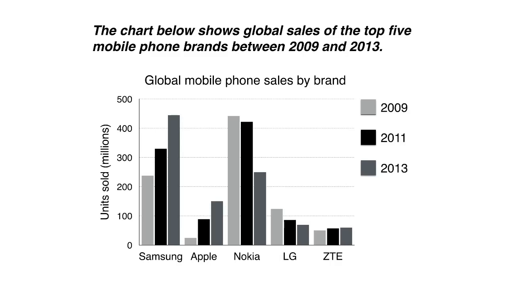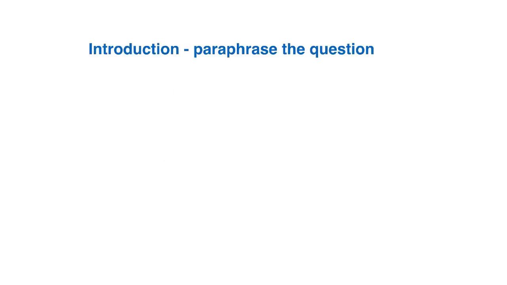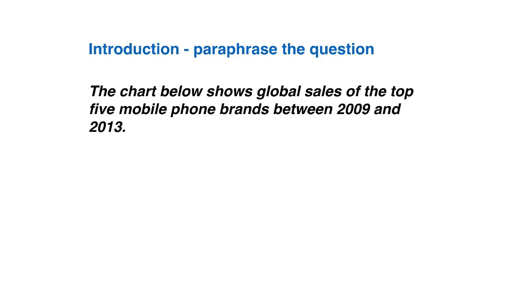First, let's look at our structure. We know we have to write 4 paragraphs: introduction, overview, details, details, and no conclusion. Let's start with the introduction. Paraphrase the question. Here's the question again. The chart below shows global sales of the top 5 mobile phone brands between 2009 and 2013. And we go through this question bit by bit, changing some of the words if we can.